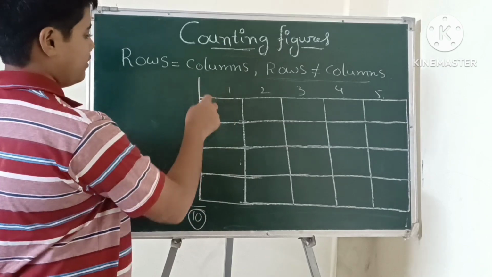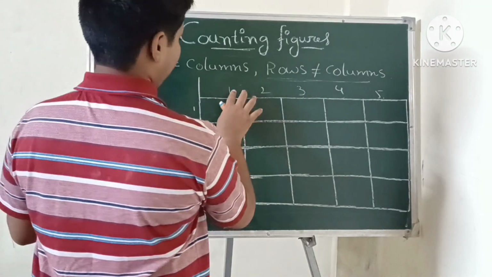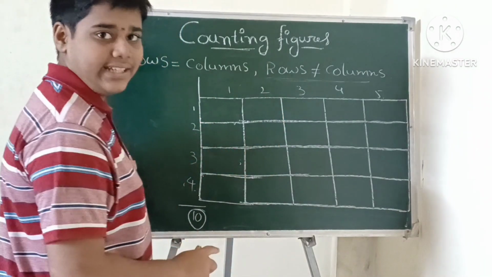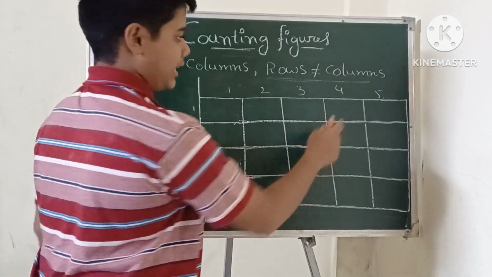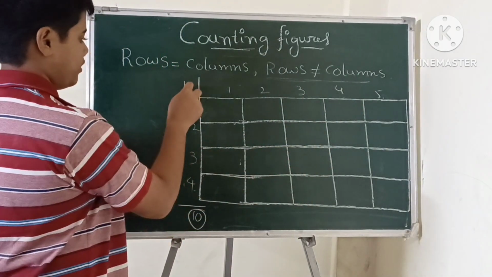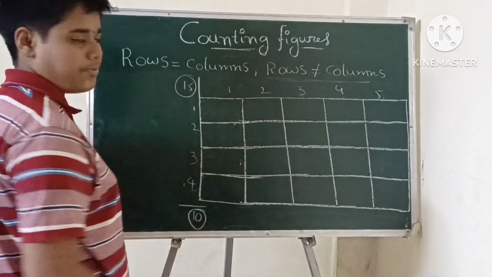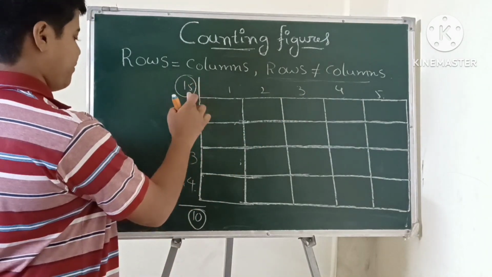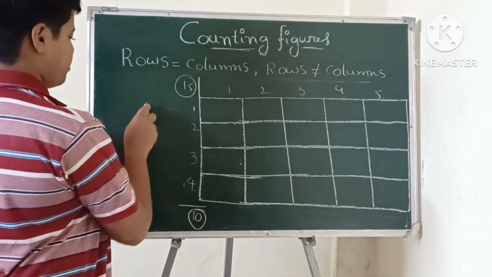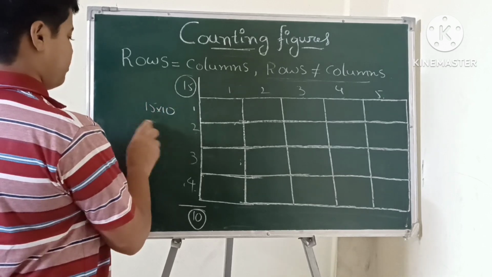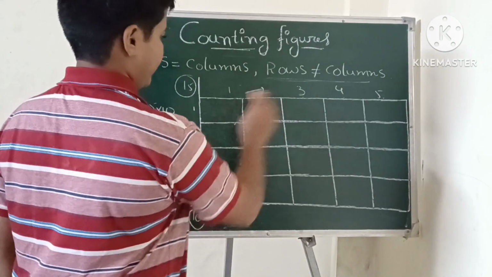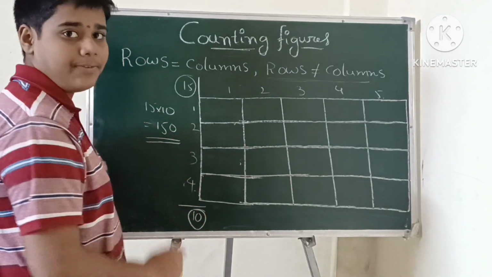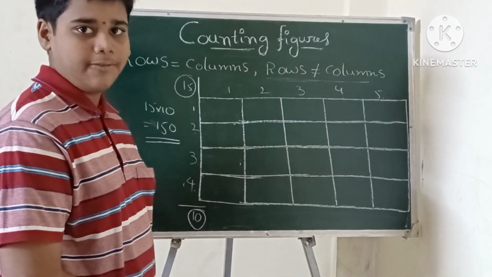Sum of the rows are 10. And sum of the columns: 1 plus 2, 3. 3 plus 3, 6. 6 plus 4, 10. 10 plus 5, 15. So the sum of these numbers is 15. So we have to multiply 15 into 10. So 15 into 10, 150. How many rectangles are there? 150 rectangles are there.